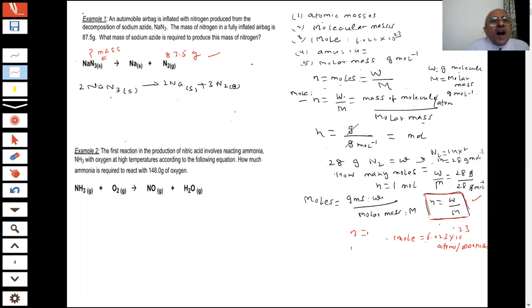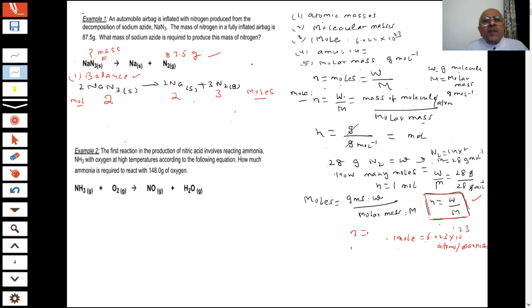But I said, I will first balance the reaction. First step, students, balance the reaction. Okay? Can you balance the reaction? Tell me yes or no. I have balanced it. According to this, 2 mole of sodium azide will produce 2 mole of sodium and 3 moles of nitrogen. Clear? Can you see that in moles? I always convert to moles.